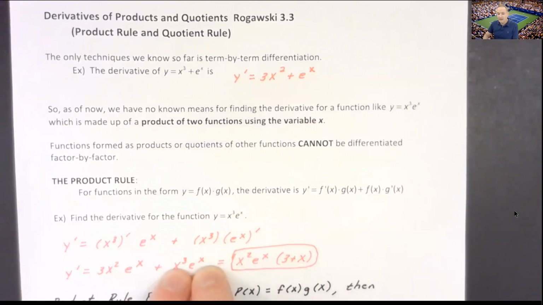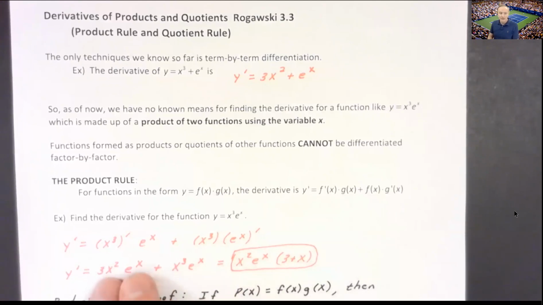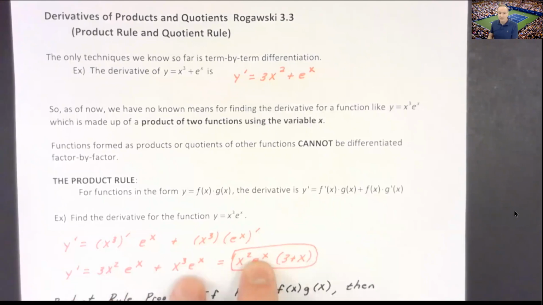Now, most of the time with these product rules, I will want you to factor your answer to make sure it's a useful answer. And in this case, if you look at your first and second term, you can see they both have a common factor of e to the x. They also both have a common factor of x squared. So I factor out an x squared and an e to the x, and it leaves me with 3 plus x.